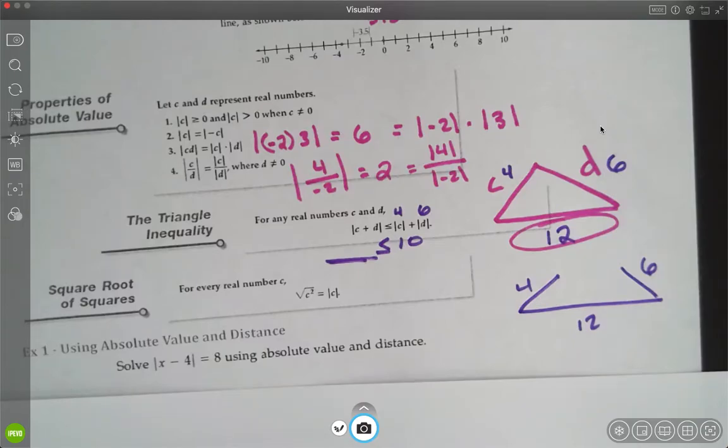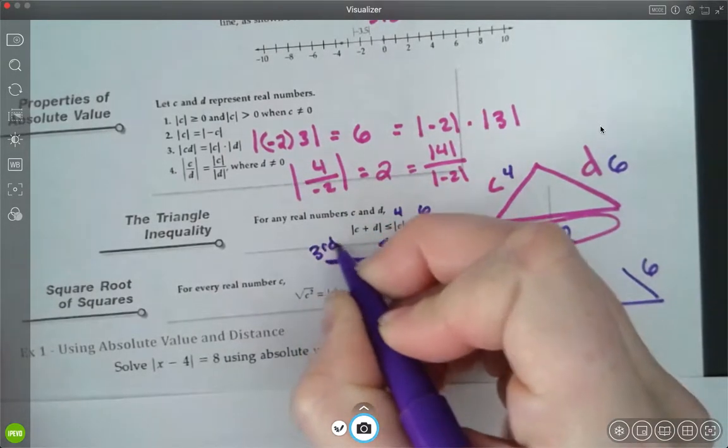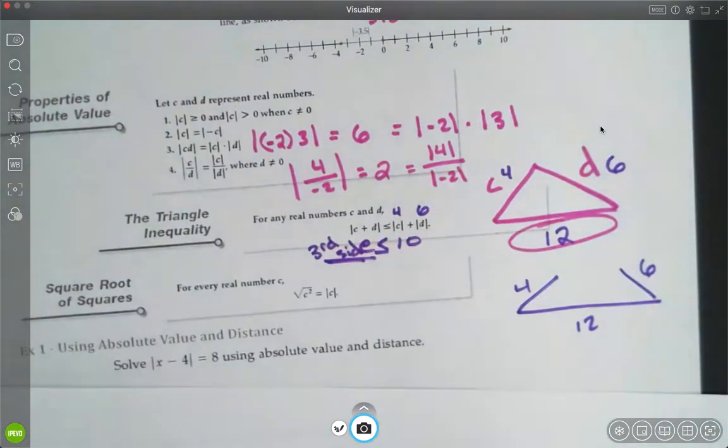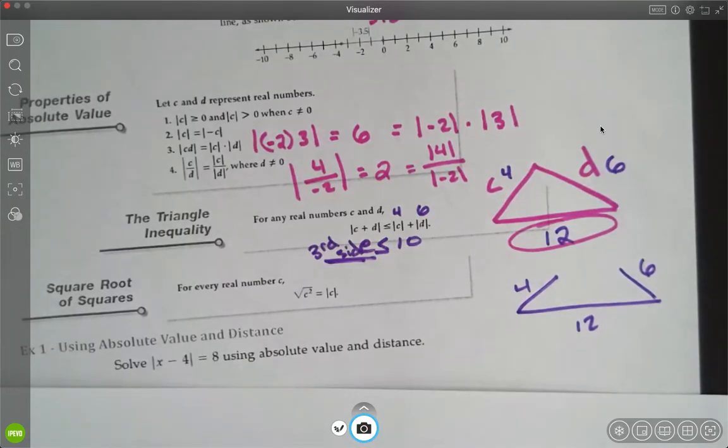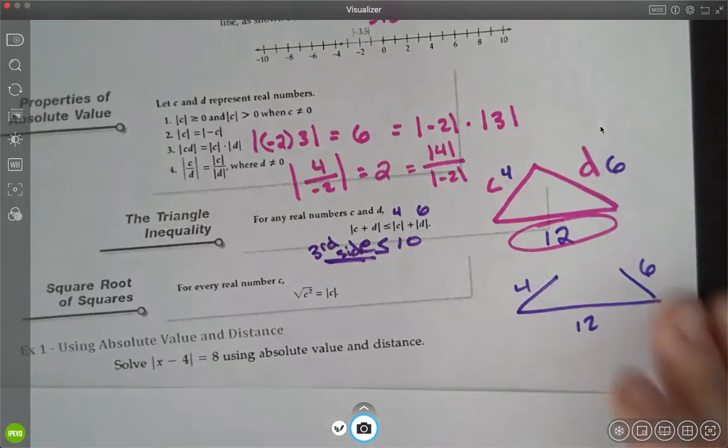The third side has to be less than the two added together. Otherwise, it won't fit together. Even if you lay them flat, 4 and 6 will only make 10, and it will not make 12. Okay?